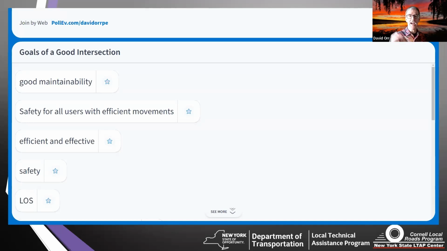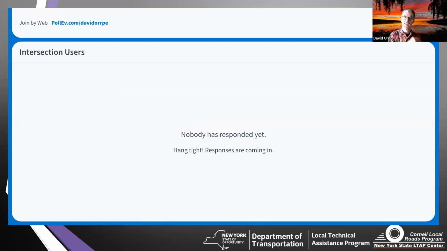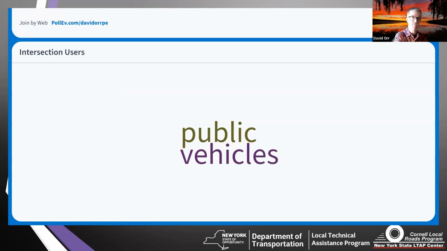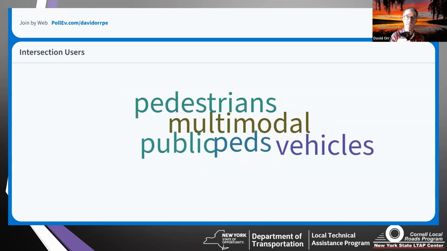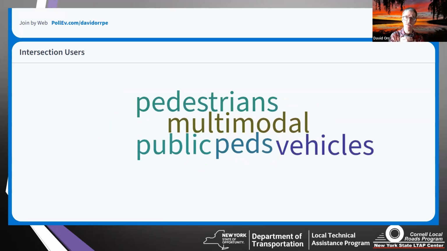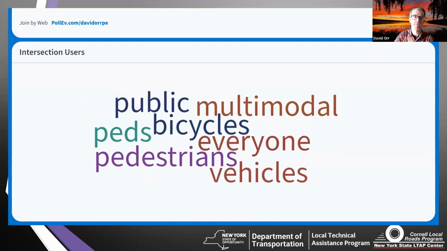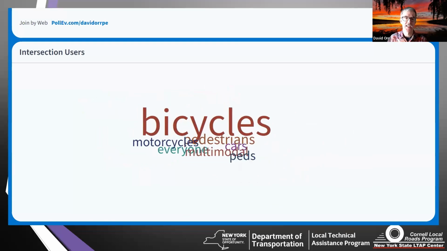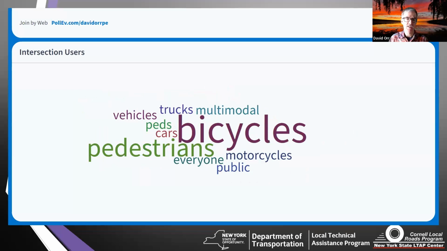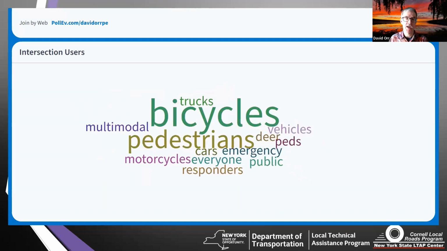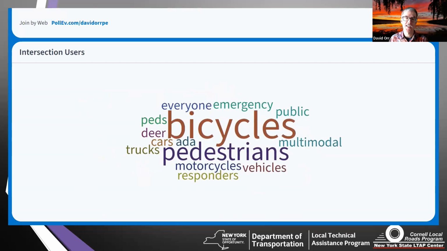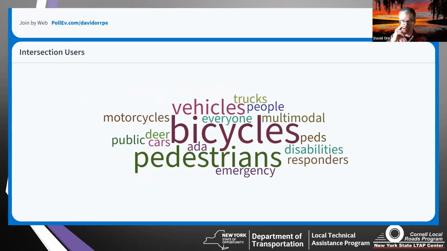Okay, so let's ask, who uses an intersection? Let's see who you come up with. Who uses intersections? Let's see what you guys come up with. Vehicles, the public. Yeah. What kind of vehicles? Pedestrians. We got multimodal issues, which means lots of different kinds of vehicles. Let's see what other ones you guys have. Okay, bicycles, trucks, cars, okay, motorcycles, emergency responders, deer. Yeah, they have a hard time with those push buttons, but yeah, okay, deer.